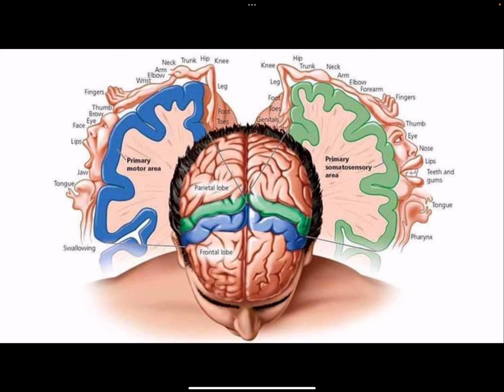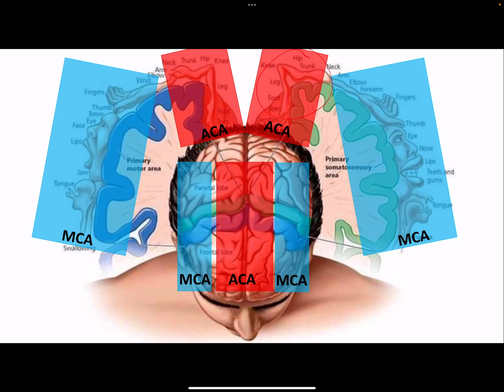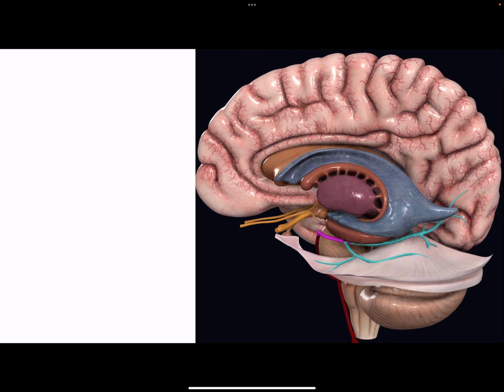Okay, so this is important when we think about the MCA and ACA with regards to the homunculus. So remember that the medial portion is going to be the legs, and the lateral portion is going to be more the face and upper extremities. So if we look at this, the ACA right here is the medial portion, and that gets everything here, which is going to be a bunch of leg structures. And then we get the MCA, which is going to be on the lateral side. That is what it's supplying, and that's going to be more of the face and the arms and fingers and whatnot.